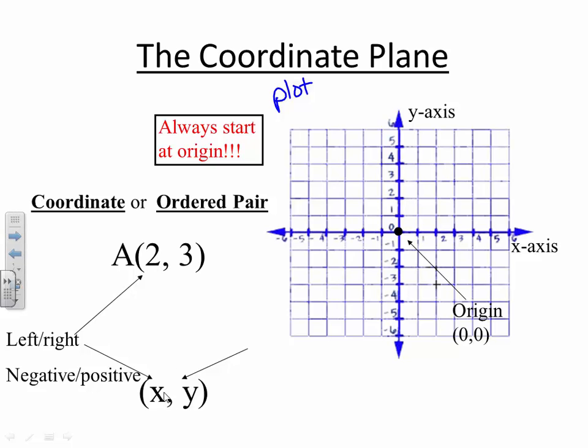So the 2 is the x. The 3 is the y. The y-coordinate goes up and down. It's up for positive, down for negative. You can see that. Up positive, down negative. No big deal. We can handle all that. So if we're going to graph 2, 3, watch.